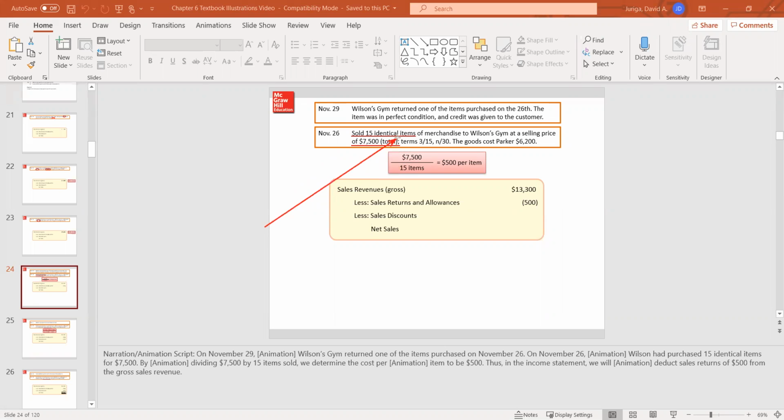That comes out to, if it's 15 items, $500 per item. So I believe there was one return. So therefore we have to reduce our revenue by one of those returns, by the revenue per return. So that would be how they come up with that $500.